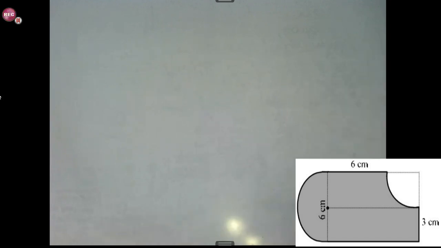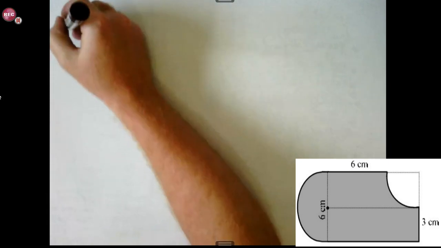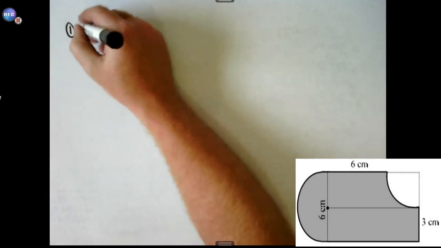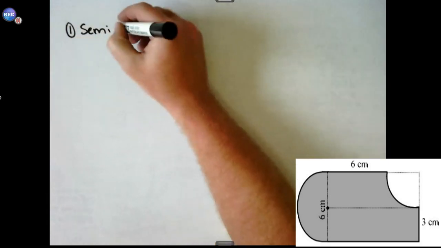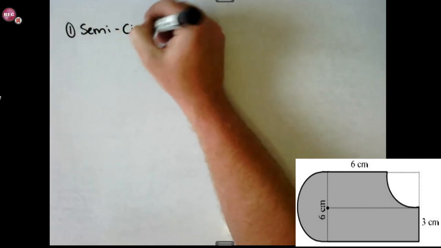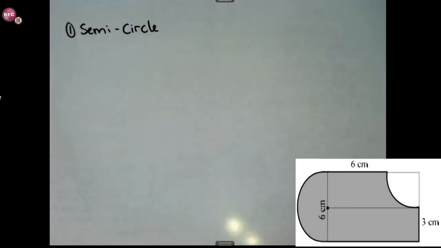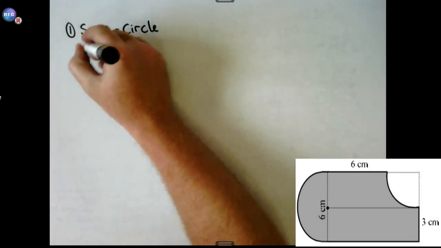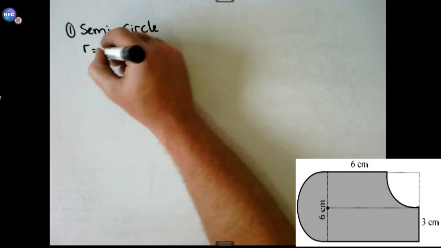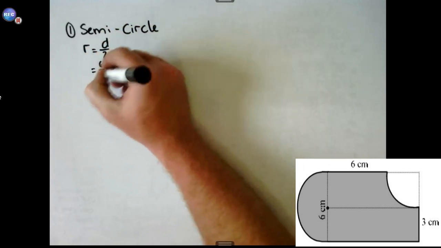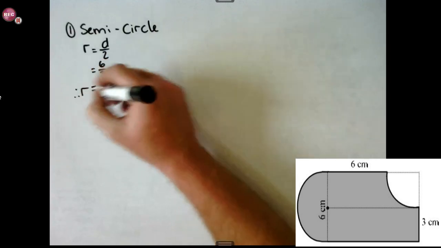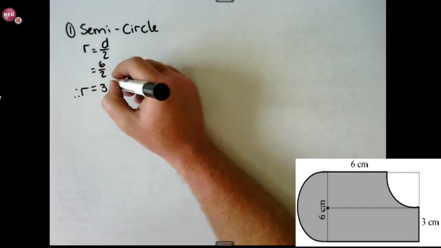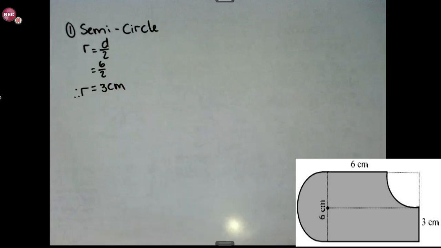Okay, so first of all, we're going to calculate for the semicircle. So first things first, semicircle. For the semicircle, they give us a diameter of 6. We want to calculate the radius. So radius is obviously d divided by 2, so it will be 6 divided by 2. So r is therefore equal to 3 centimeters.